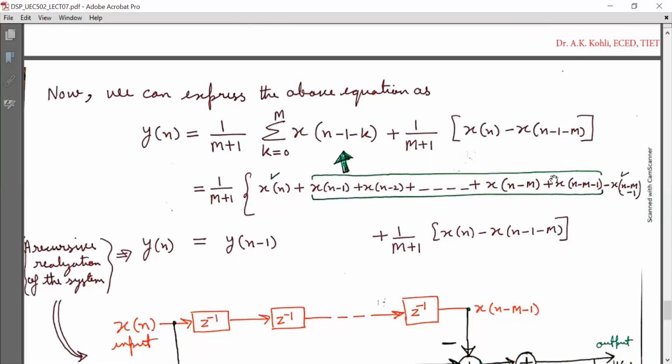Now these underlined or marked terms can be represented in this equation, that is 1 over M plus 1, the summation for k running from 0 to capital M of x[n minus 1 minus k], and plus 1 over M plus 1 times this ticked x[n], this ticked minus x[n minus 1 minus M]. So if you look at this, this is y[n minus 1]. So y[n] is equal to y[n minus 1] plus 1 over M plus 1 times x[n] minus x[n minus 1 minus M].